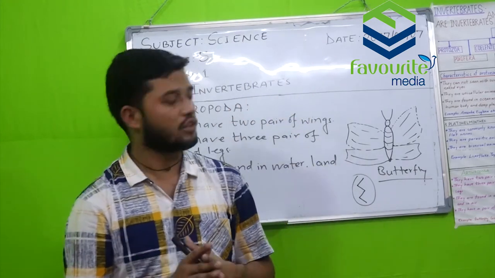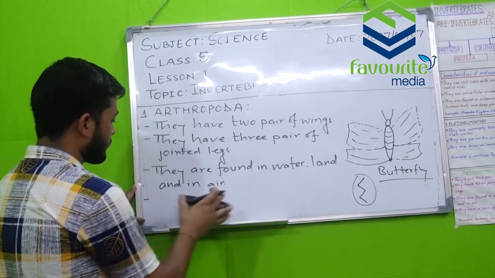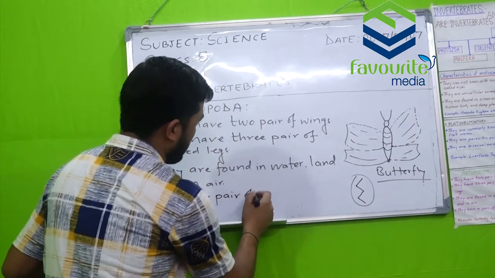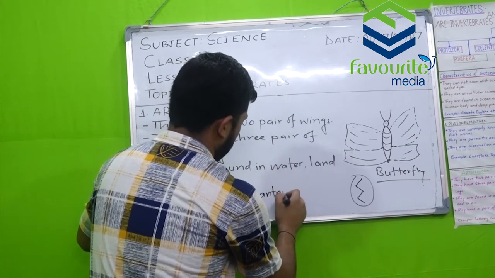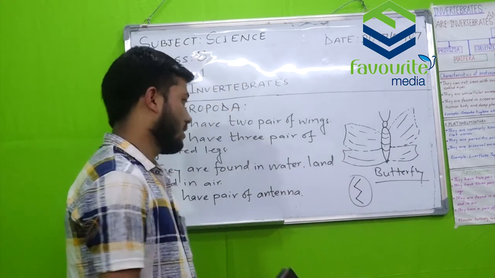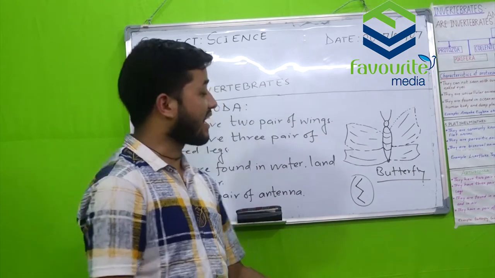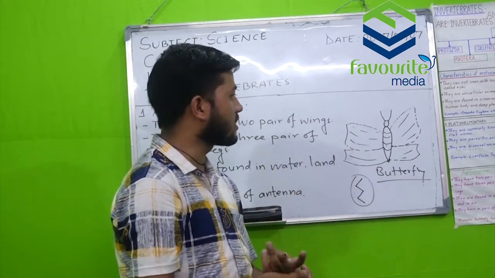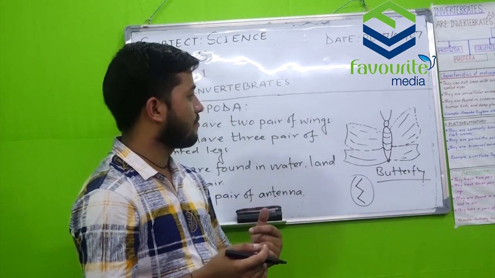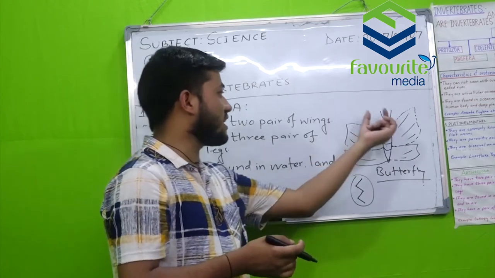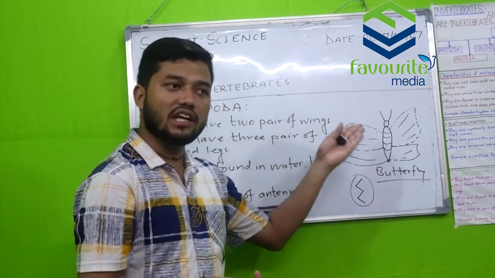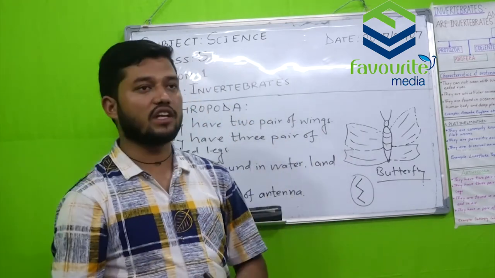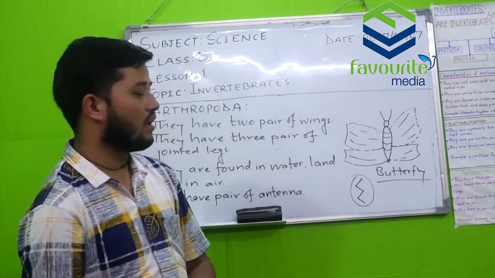Is this understood, guys? This is okay. Another one is they have a pair of antennae. The antennae are present on the animal's head. Suppose these two are the antennae of the butterfly, one and two. It means it is one pair. They are present on the head of the animals, and these antennae act as a sense organ for the animals of the group Arthropoda. A cockroach has two antennae, a butterfly has them, and you can say a grasshopper also has antennae. These antennae are actually a sense organ in the animals of the group Arthropoda.